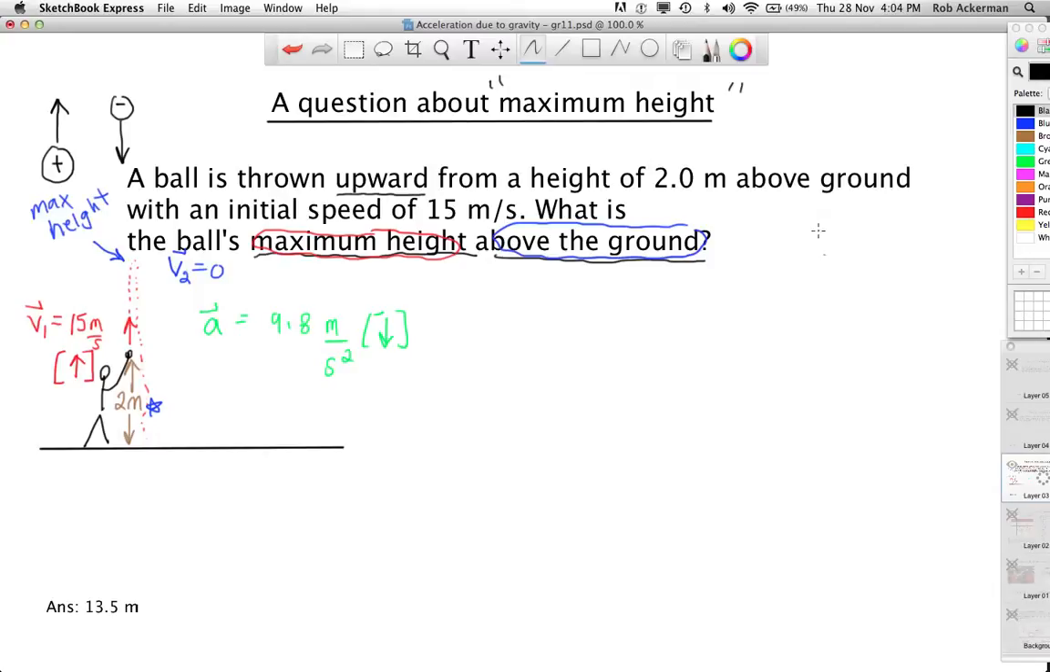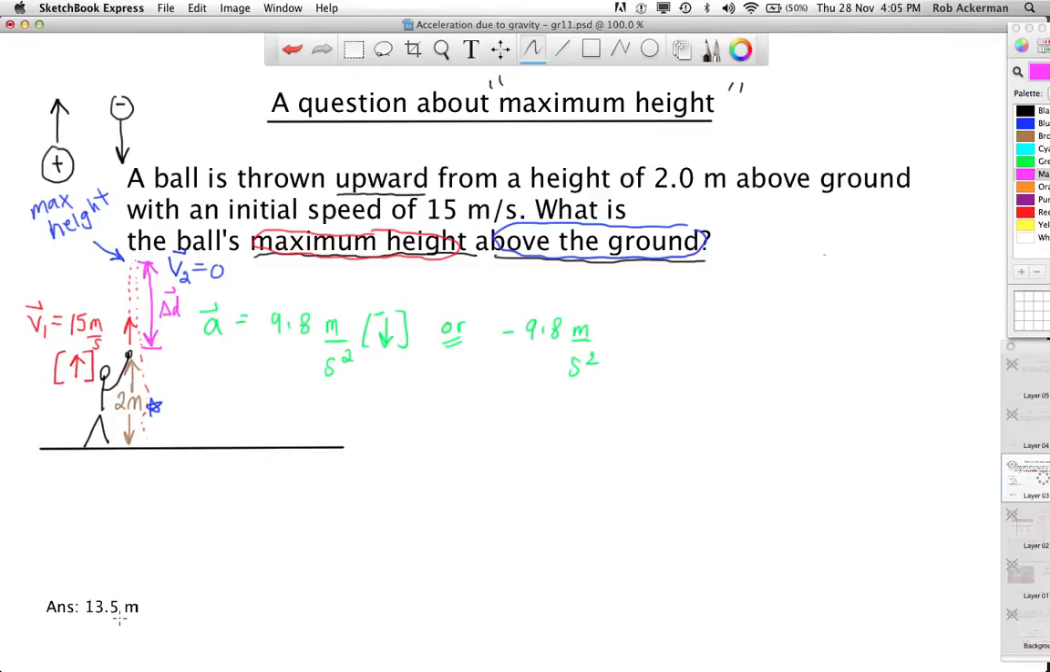v1 can be thought of as a positive velocity. v2 being 0 obviously doesn't have a plus or minus. But acceleration of 9.8 down can also be written as negative 9.8 meters per second squared. And recall that the thing we want to find out here is how high up does this ball go beyond the launch point. We discussed how that was a displacement, so I'm going to write that in. We're going to add that to the 2 meters and get an answer.